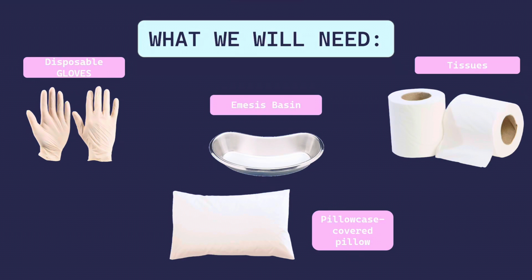So these are what we will need. First, we need disposable gloves. Second, an emesis basin, tissues, and a pillowcase-covered pillow.